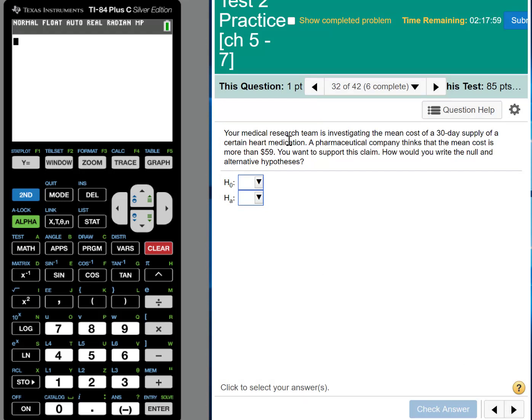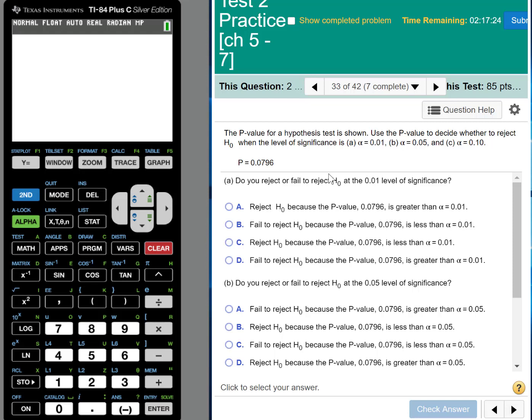Your medical research team is investigating the mean cost of a 30-day supply of a certain heart medication. A pharmaceutical company thinks that the mean cost is more than $59. You want to support this claim. How should you write the null and the alternative? Anytime you want to support the claim, it should be stated in the alternative. And he says it's more than 59, so mean is more than 59, and this is what? Less than or equal to 59.